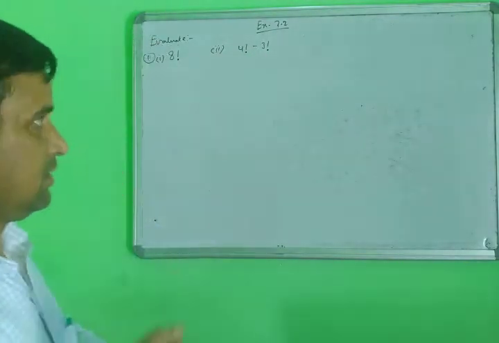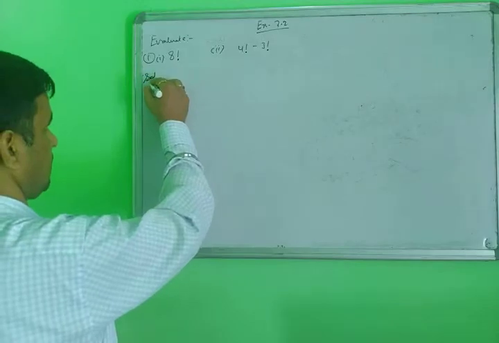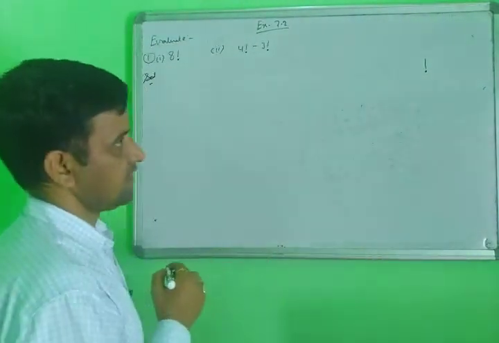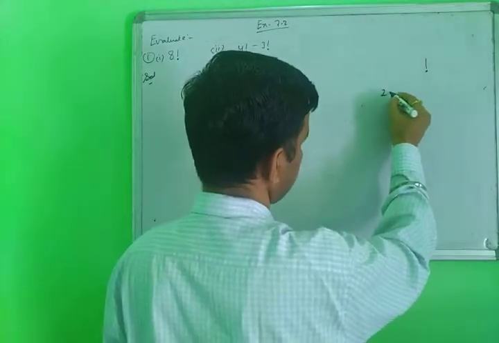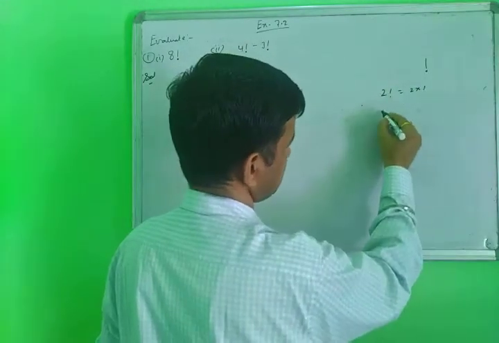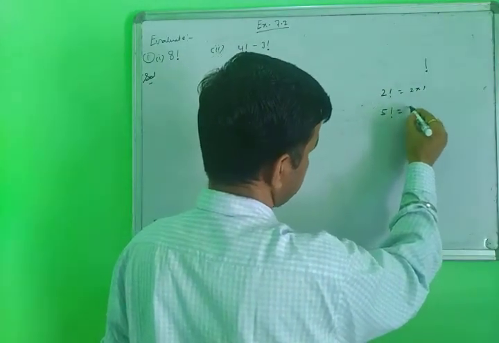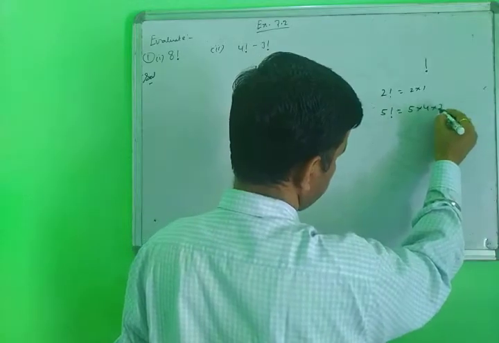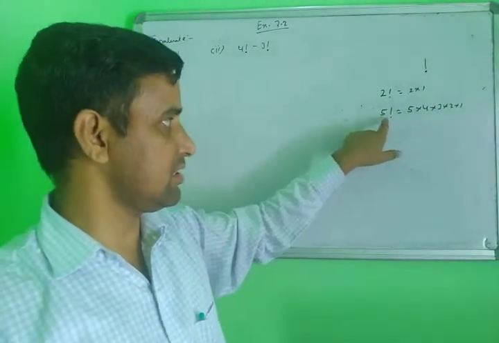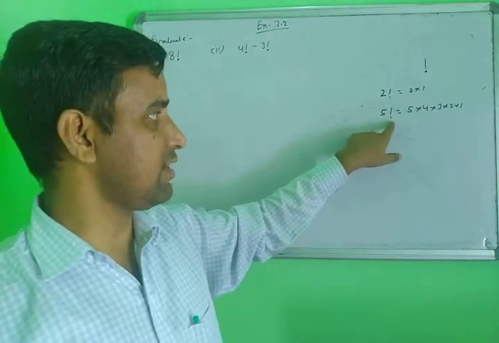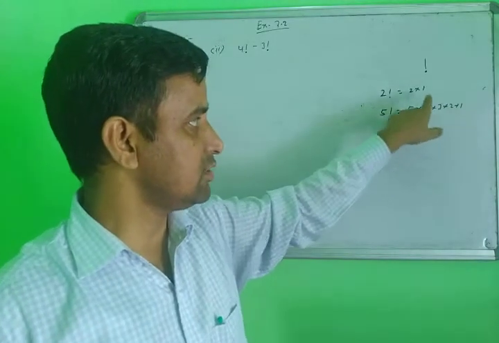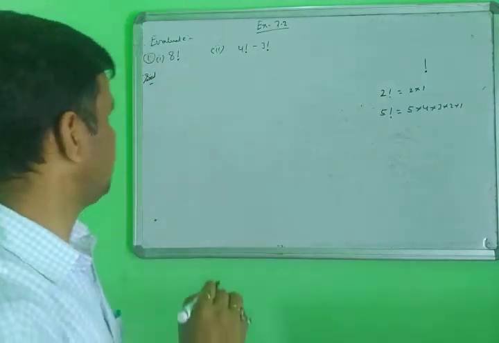Yes, start the solution here. The name of this symbol is called the factorial. Suppose you write here factorial 2. This means 2 into 1. This is the expanded form. Suppose you write here factorial 5. It means 5 into 4 into 3 into 2 into 1. You write the numbers in descending order. This is the value of the factorial. Factorial 5 means 5 into 4 into 3 into 2 into 1. You multiply to get the value of factorial 5 in this way.